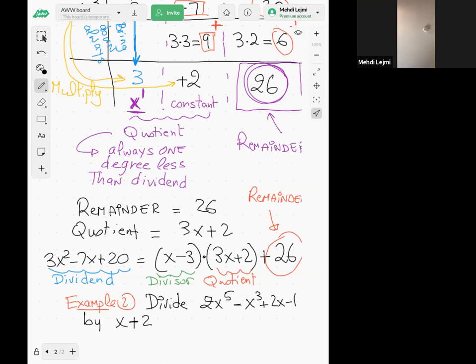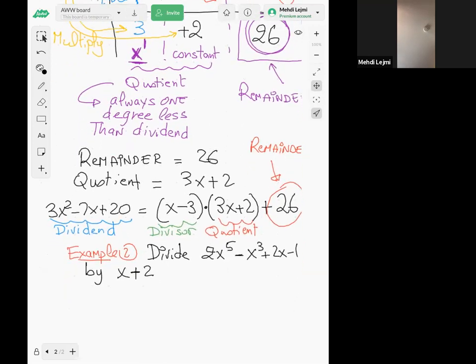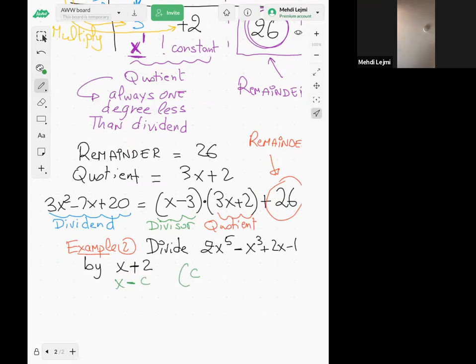So first, what will be my c? If you want to divide 2x to the 5th minus x cubed plus 2x minus 1 by x plus 2, this x plus 2 is supposed to be of the form x minus c. So my c would be the opposite of this number here. This is positive 2, so my c would be negative 2. Right. So in the first column, first row, we're gonna put the c, which is the negative 2.